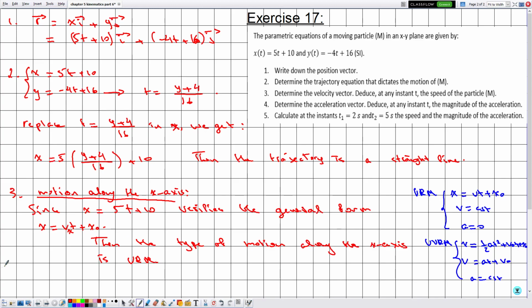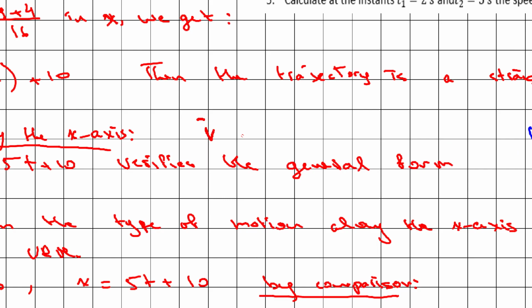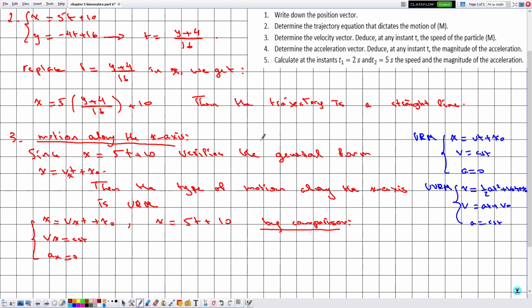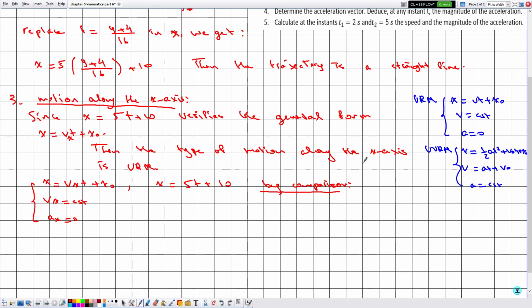And now, because we have identified the type of motion along the x-axis, we can list the different equations of motion that are given by x equal to vx t plus x0, in which vx is equal to a constant and the acceleration along the x-axis is 0. The given form is x equal to 5t plus tan. So by comparison, notice that we are interested in determining the velocity vector. The velocity vector v is given by vx i plus vy j. Let's start by determining vx. So comparing linear terms in the position, we get that vx is equal to 5 meters per second.